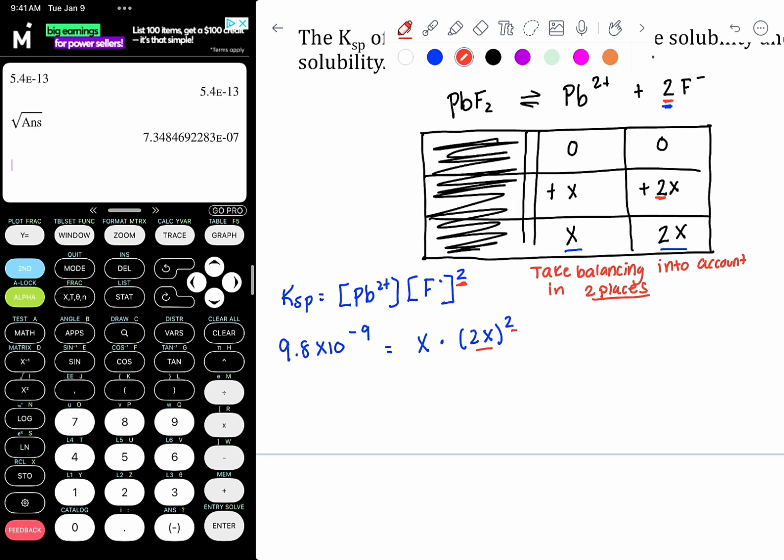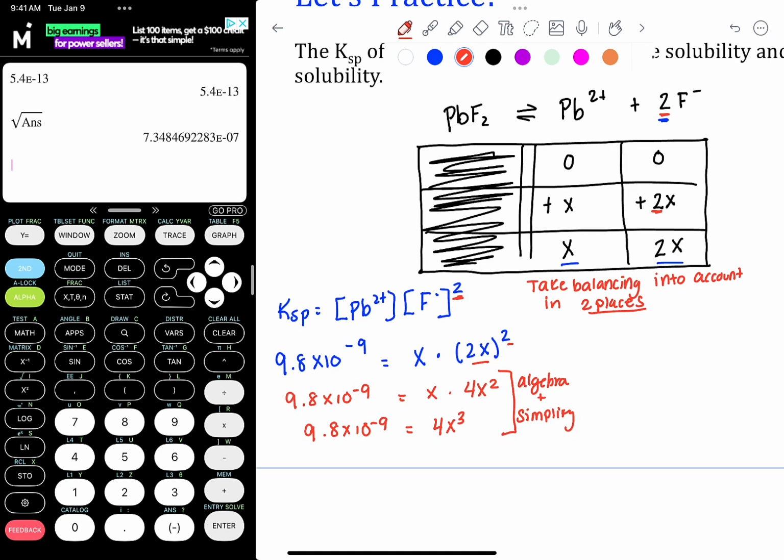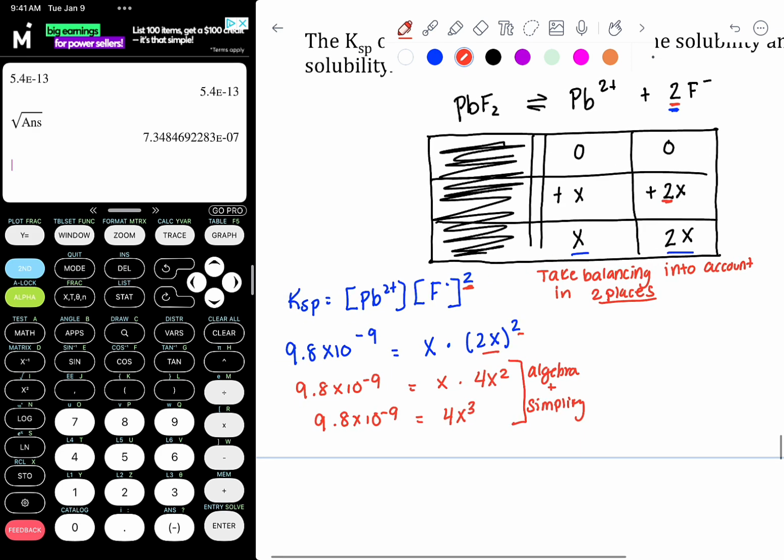So we can simplify this. This becomes 9.8 times 10 to the minus 9 is equal to x times 4x squared. And that simplifies even further to 9.8 times 10 to the minus 9 is equal to 4x cubed. Okay, this right here, we have to remember algebra and simplifying. Whenever you have a chemical equation where you have coefficients, you're going to have to do some algebra and simplifying there. So we have to remember how to do that. Okay, so x times 4x squared becomes 4x cubed. And now we can solve for x.